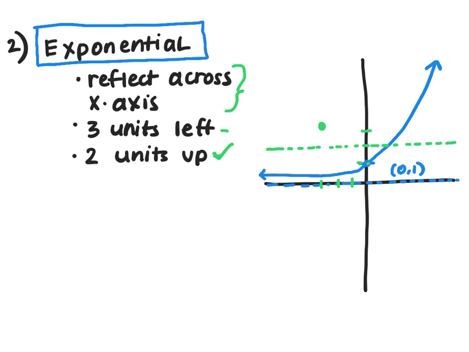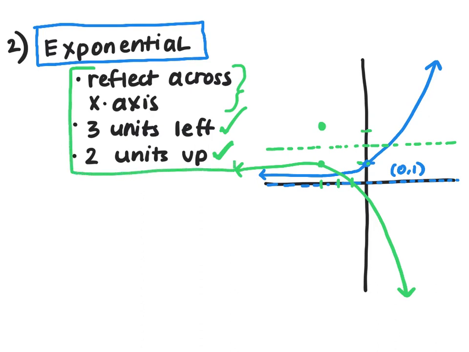The last thing it tells me, so I've done my 3 units left, my 2 units up, it is reflected over the x-axis. When that happens, this point is just going to come down on the other side of my asymptote, just like that. So if this were not reflected across my x-axis, it would look like this. But it was reflected. So it's going to look like this. The green graph is my final answer.